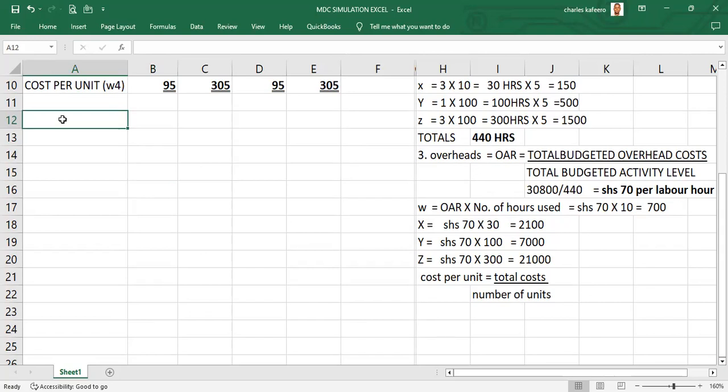So let's look at part B, because part B was all about they wanted us to allocate overheads using the ABC system.